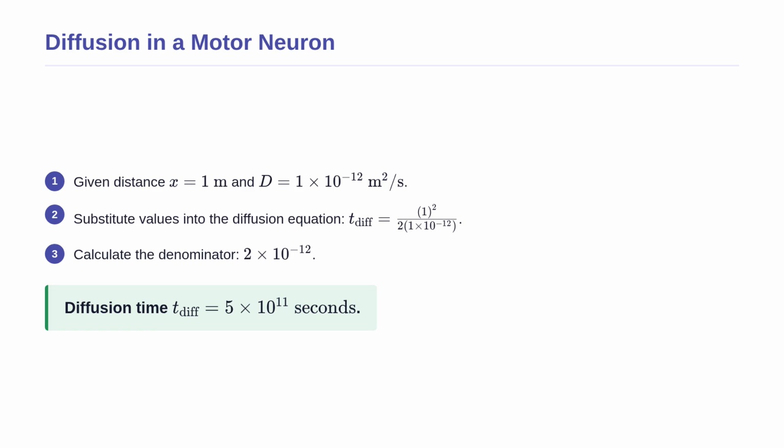Squaring the 1 meter distance gives us 1. Multiplying the denominator gives us 2 × 10⁻¹². Dividing 1 by this tiny number yields a massive result. The final answer is 5 × 10¹¹ seconds. This is the time it would take if the cell relied purely on random floating.